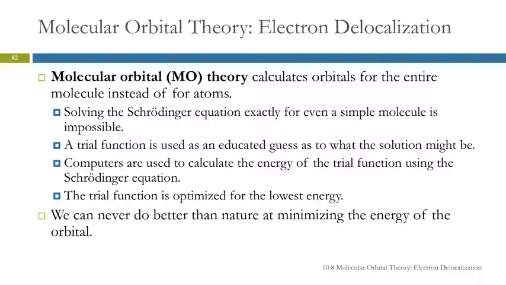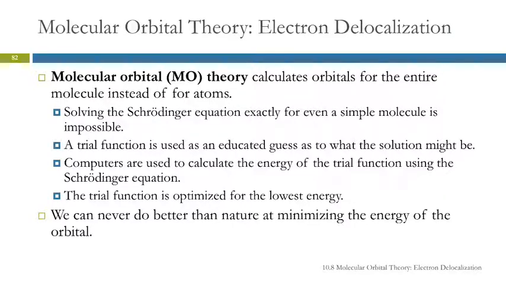This is the last of the bonding models that we're going to look at, molecular orbital theory. It is the most complicated and also the most accurate. We're going to just stay on the very surface of it. We're not going to go into all the math of it. In molecular orbital theory, we look at orbitals for the entire molecule instead of just for atoms.